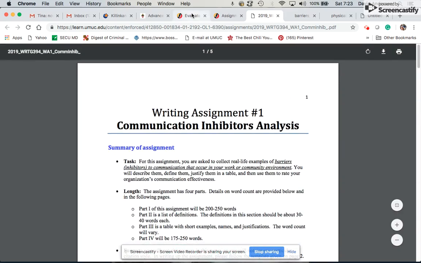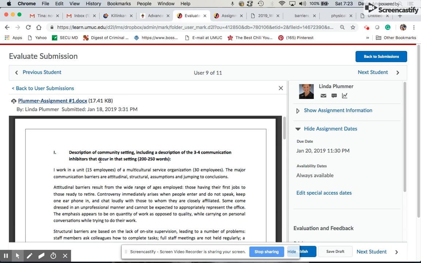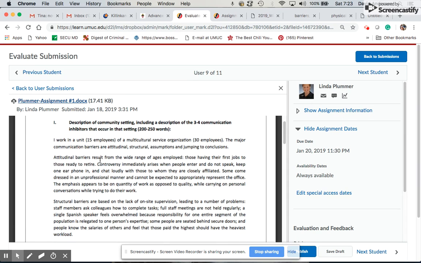So if I take a look at yours, I'm looking at 4 separate sections. The first one is an overview, a description of the community, including the descriptions of 4 that occur in the setting. So really what you want to do is describe the work that you do or the place where you live, the type, the structure, and the people that are oriented in there, and the kind of communication that takes place there.